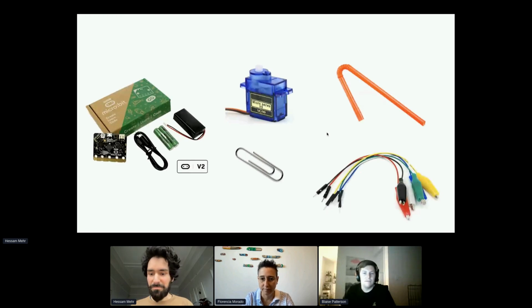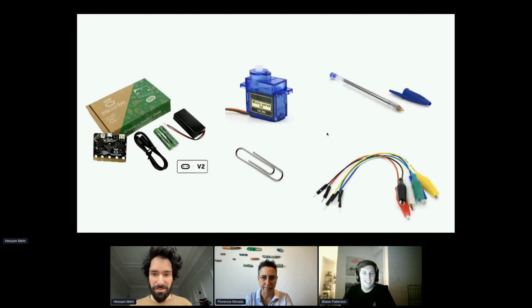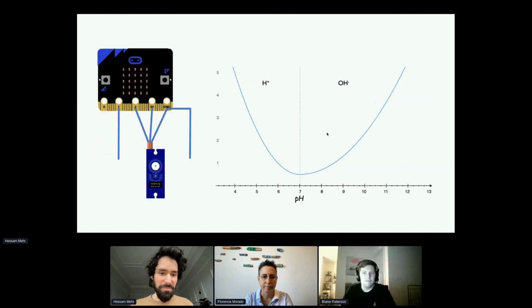And just some alligator or crocodile clips and some paper clips to measure pH, do the same titration essentially. I couldn't find any plastic straws, so I had to use some broken pens. Plastic straws have been outlawed in the EU now, I think. Anyway, the idea was just to make a little circuit and measure the voltage between these two.